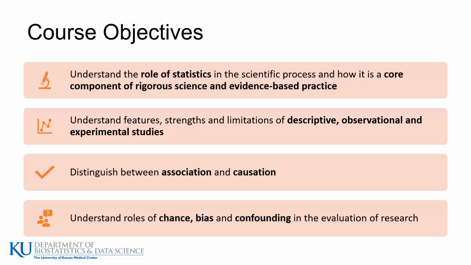And then just a reminder of our course objectives. So last time we talked about the role of statistics in the scientific process, and we talked about rigorous and reproducible science. Another objective is we want to understand the features, strengths, and limitations of descriptive, observational, and experimental studies, which we talked about last time. And then we also want to distinguish between association and causation and understand the roles of chance, bias, and confounding in our evaluation of research.